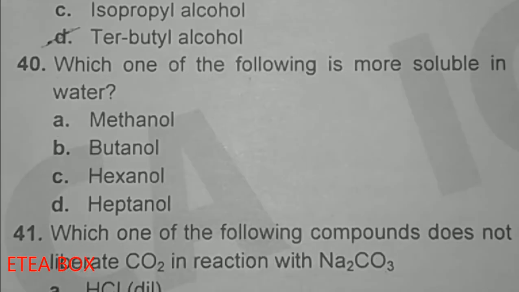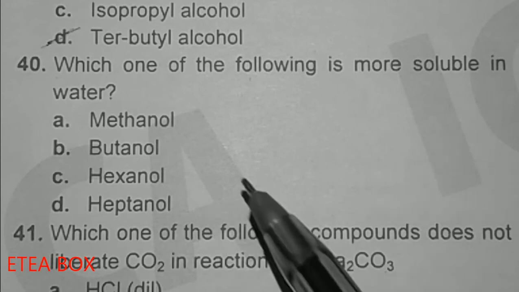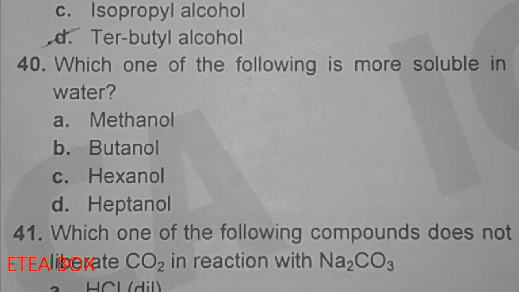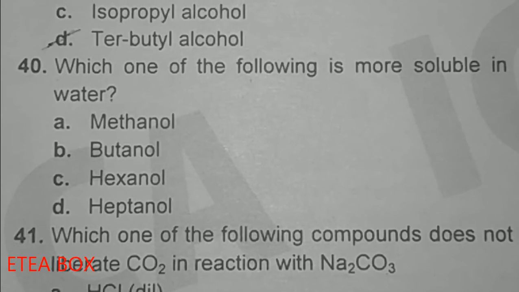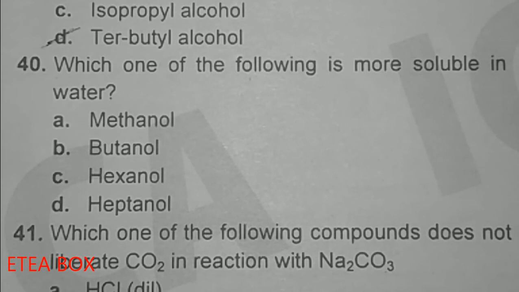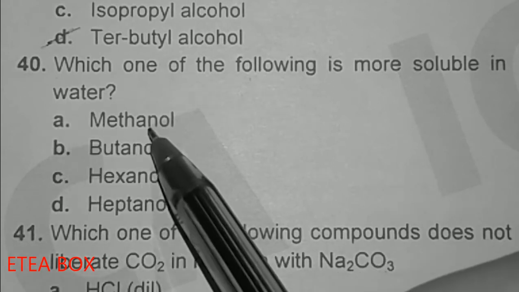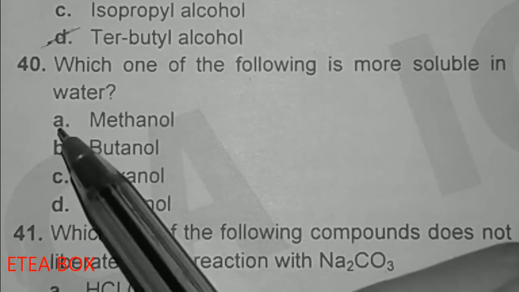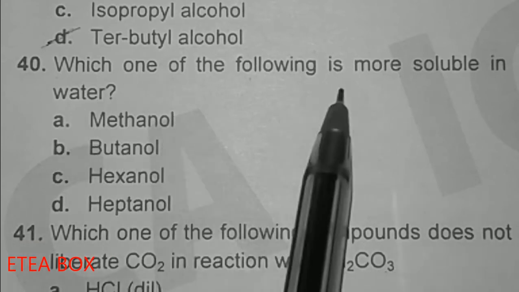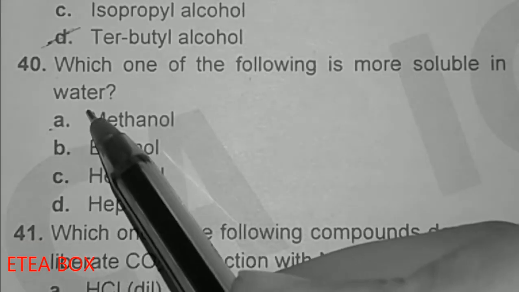Which one of the following is more soluble in water? This means which one of them will be easily surrounded by water. In solubility, the water molecules surround the substance, like methanol or anything else. Methanol has a smaller size, so methanol can easily be surrounded by water. So methanol is more soluble in water. Option A is the correct one.